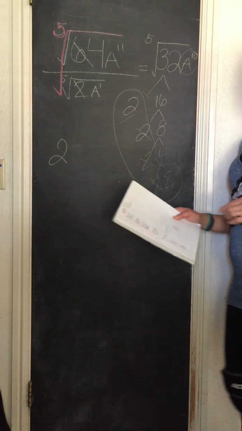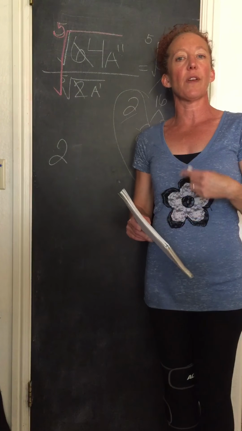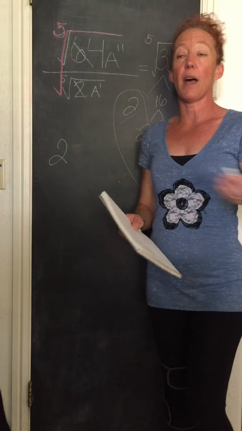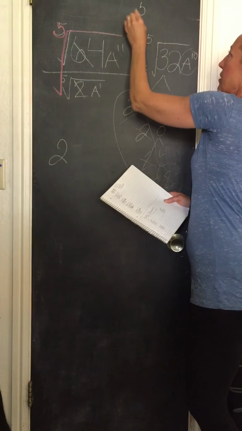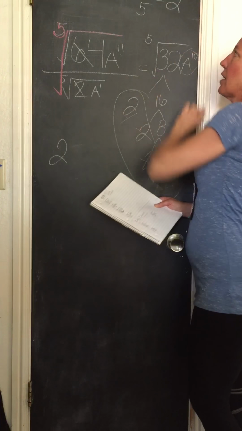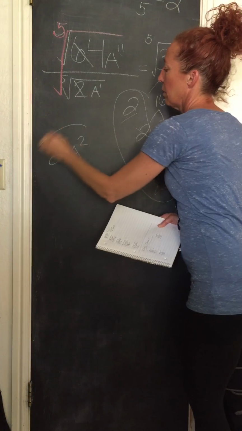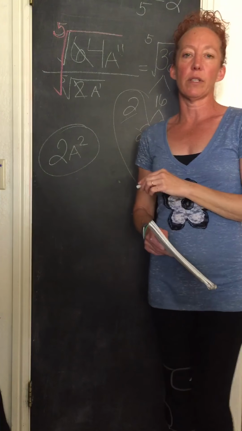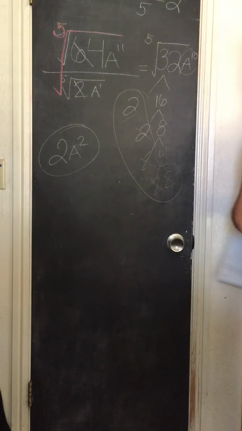What do we do with that variable? Well, if you needed a little reinforcement from yesterday, you're going to divide the exponent by the index. Oh, I don't know that you can see this. Hopefully I'm not off screen. 10 divided by 5 is 2. So our final answer is 2a squared. Let's make it harder.